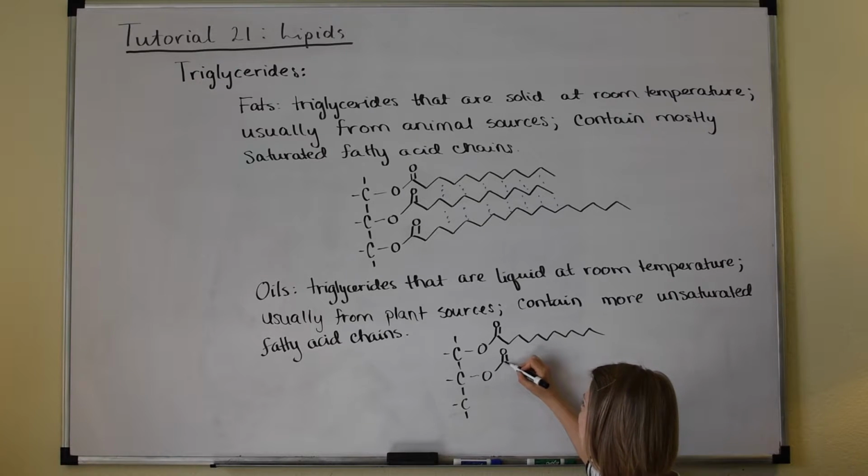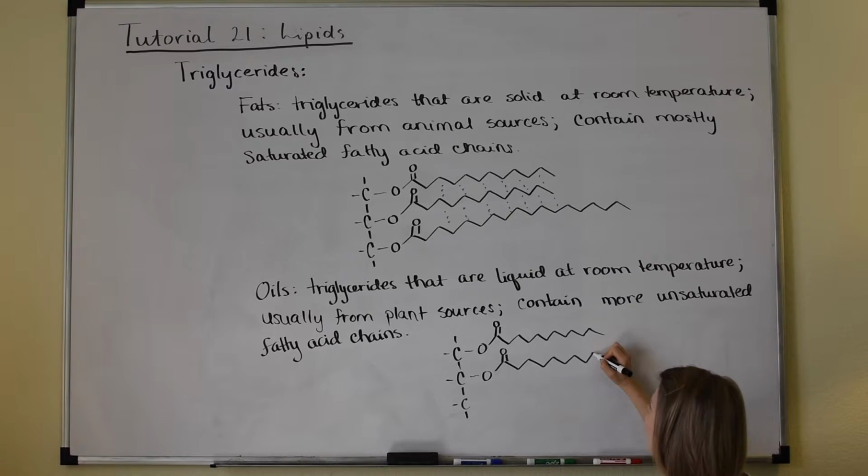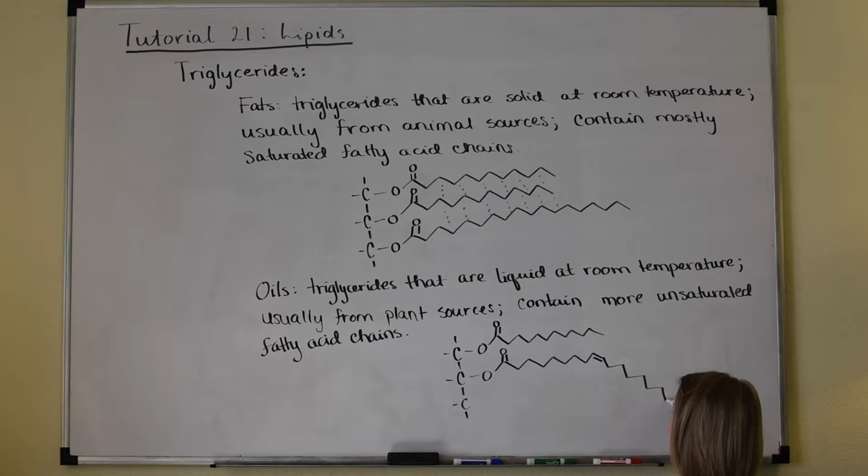So that would be 1, 2, 3, 4, 5, 6, 7, 8, 9, and then we have our double bond. And now this is going to put, I'm going to try to be a little bit better about how this is going to look. It's going to put like a kink in the molecule. So 10, 11, 12, 13, 14, 15, 16, 17, 18.